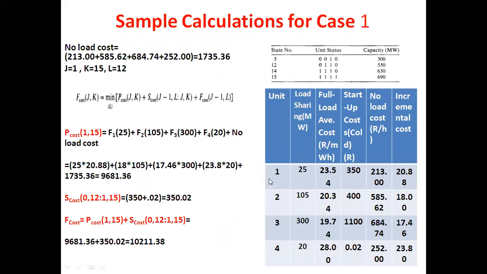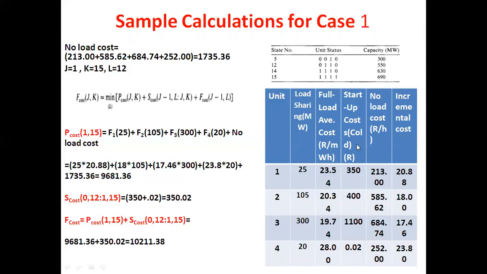So now this is the node. This table is taken from the data that we have already given for units 1, 2, 3, 4. The load sharing is given, which we have already calculated: 25, 105, 320. And the full load average cost is given: 23.54, 20.34, 19.74, and 28.